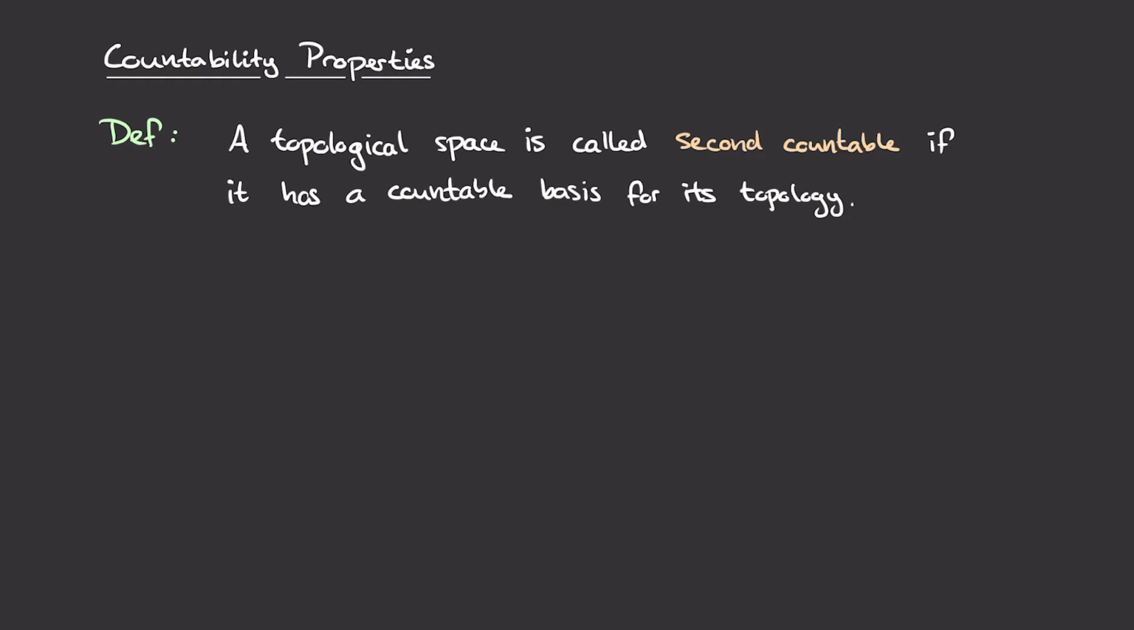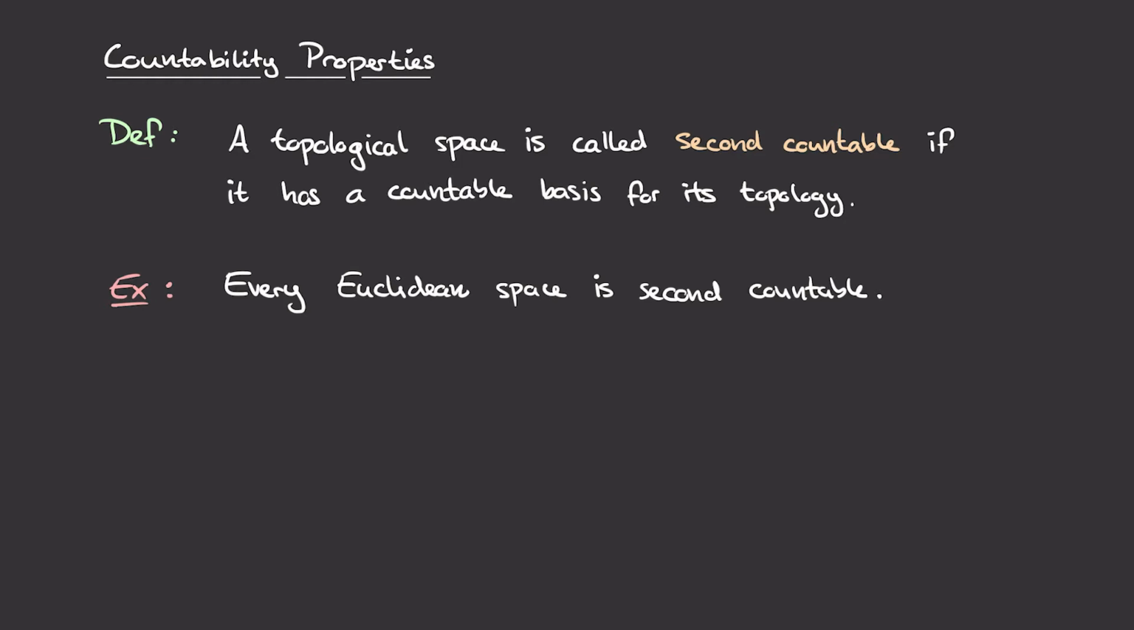Now in general, a topological space with a given topology can have many bases, and these could also have varying sizes, so some of them could be uncountable and some of them could be countable. But we'll just call the topological space second countable if at least one of its bases is countable. The prototypical example for a second countable space is just Euclidean space.